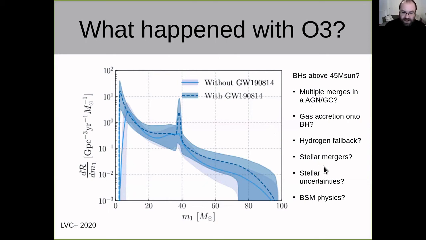There's lots of stellar physics that may be changing, whether you've got hydrogen on your star or not, but still there is a feature at 40 that might be the indication of the pulsational pair instability happening.